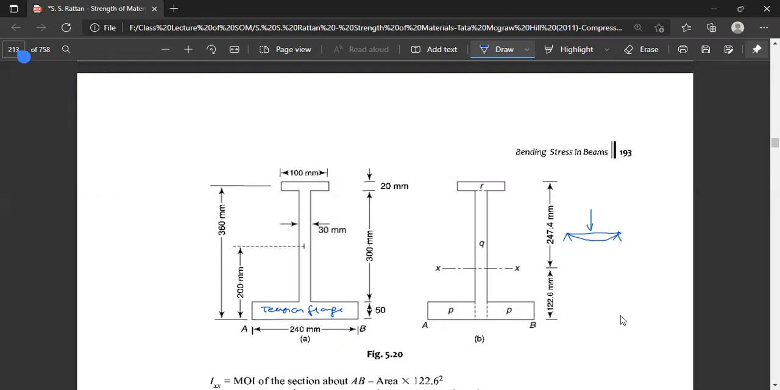So we can divide the total I beam into areas of 250 multiplied by 50 millimeter, 300 multiplied by 30 millimeter, and 100 multiplied by 20 millimeter. The distance from the end AB to the center is 200 millimeter, and from the CG of the topmost flange it is given as 360 millimeter. The dimension of the web is given as 300 millimeter, and the height of the top flange is 220 millimeter. All these dimensions are given.